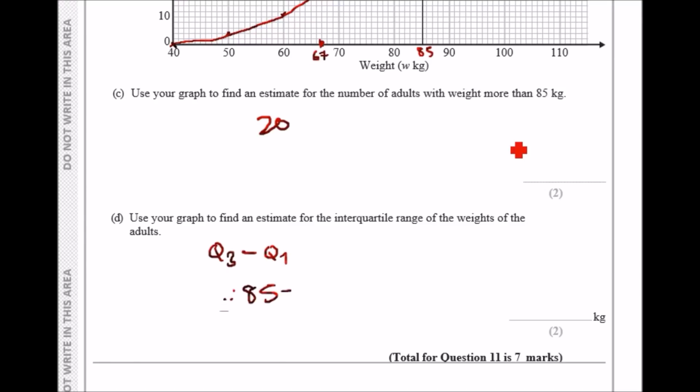So 85 kg minus 67, and that's on the calculator 18 kg. 18 kg. Cool. Let's move on.